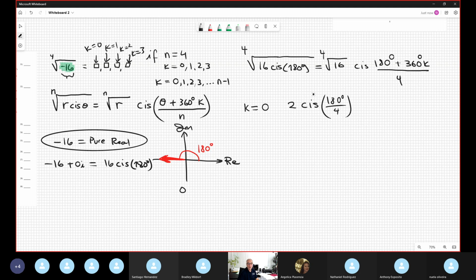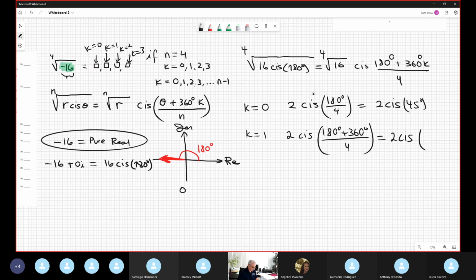Then 180 divided by 4 is 45. The 2 cosine i sine 45 degrees. This is my first answer. For K equal 1, 2 cosine i sine of 180 plus 360, because K is now 1, divided by 4. You put it in your own calculator, add 360 to 180, divide by 4, and the answer is 135 degrees.